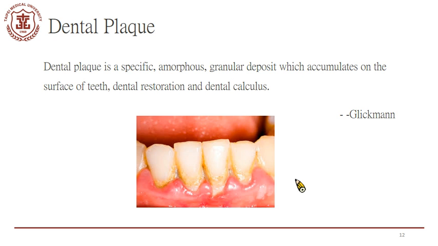Today we will be talking about dental plaque, so we need to give a definition. One of the most important ones is from Glickman, because you need to understand that decades or centuries ago, we saw plaque as a hard, inorganic tissue, nothing living. Some centuries ago, we didn't even know that bacteria existed. So for us, it was something that we could remove, nothing with life, completely dead. But nowadays, with our understanding of bacteria, Glickman a few decades ago said that dental plaque is a specific, amorphous, granular deposit which accumulates on the surface of teeth, dental restorations, and dental calculus.